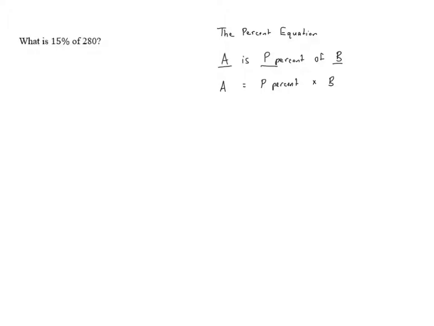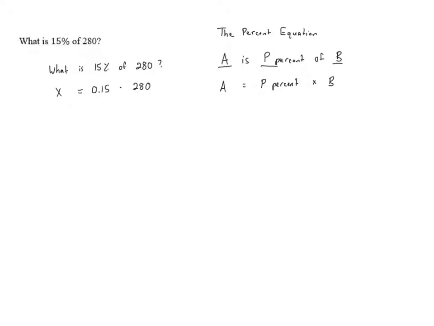So in this problem, we're asked what is 15% of 280? So we have what is 15% of 280. In this case, because we don't know what that number is, what, we're going to use a variable to represent that. We're going to let that be x. And then the word is equals 15%. If we convert that to a decimal, that's 0.15. Of means multiplication, and 280 is 280.